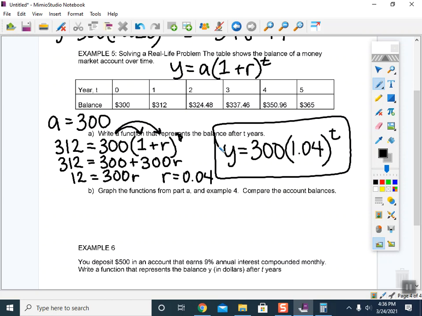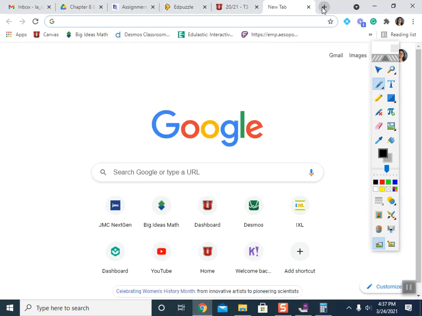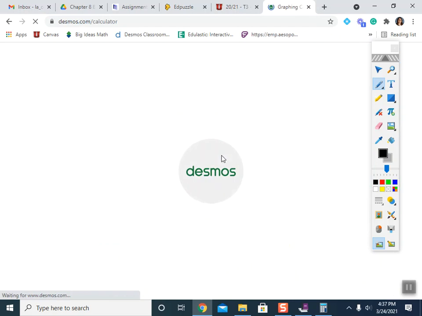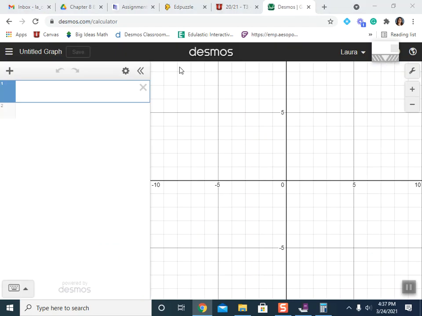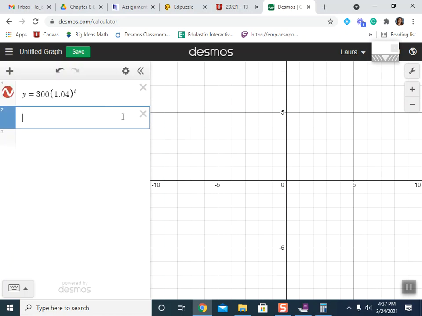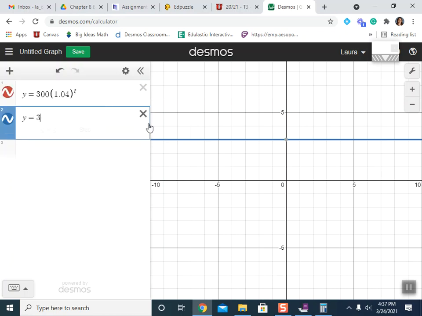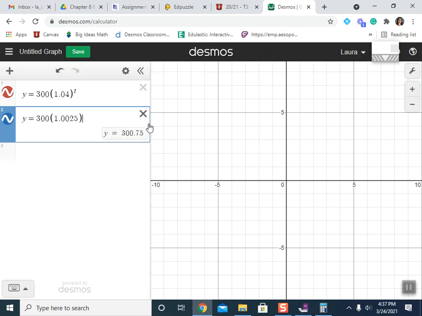Okay, so part B then asks us to graph the functions from part A and our previous example, and then compare the balances. So we're just going to pull up Desmos here. All right, so we'll get this out of the way. Part A was y equals 300 times 1.04 raised to the t. And then I have y equals 300 times 1.0025 raised to the 12t.